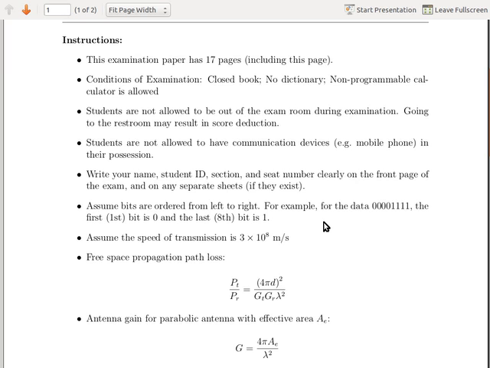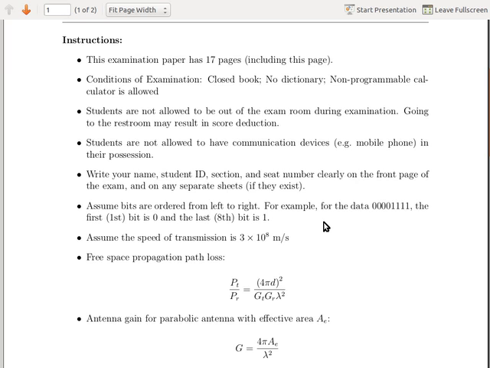The speed of transmission, the speed of light, is 3 by 10 to the 8 meters per second. That's given, and you use that whenever you need it. The free space propagation path loss model, the equation is given. You don't need to remember that. You didn't need it in the quiz, but you'll see that later.